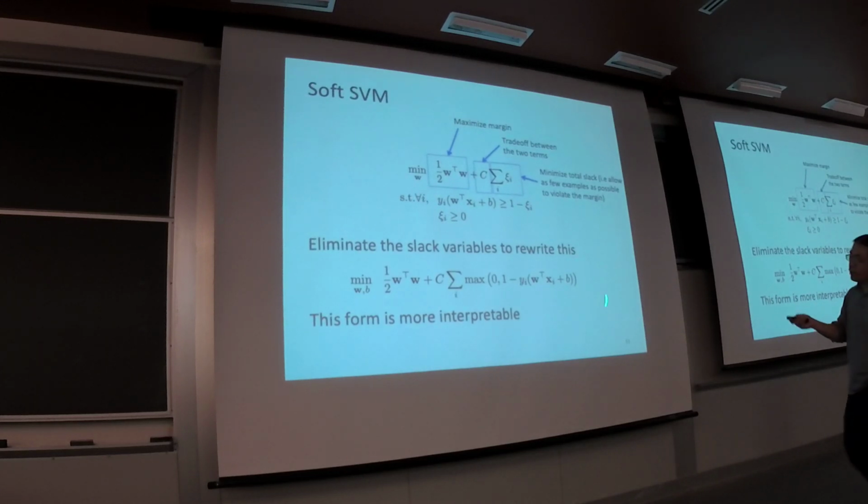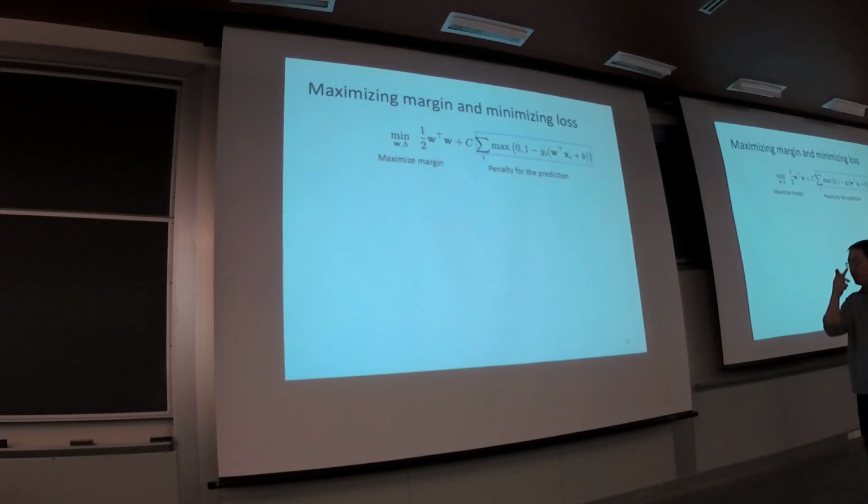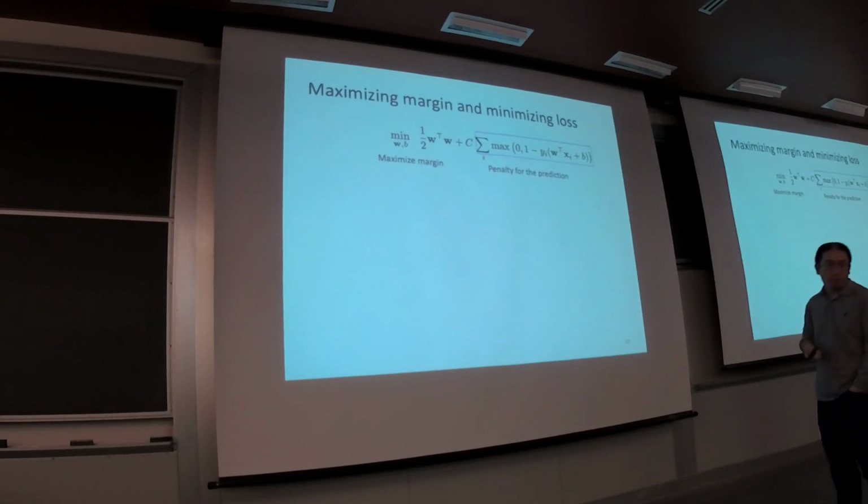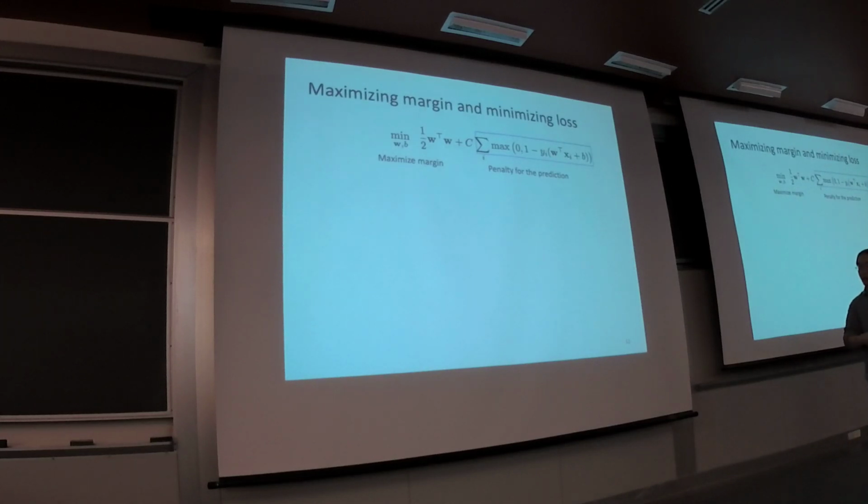Okay, so this most succinct formulation of soft SVM can give us some more interpretation. So let us look at it. Now we don't have any constraints. This is an unconstrained optimization problem. The first component is to maximize the margin. And the second component is the summation of this max function, max of 0 and 1 minus function margin. So this actually activates the penalty for the prediction.